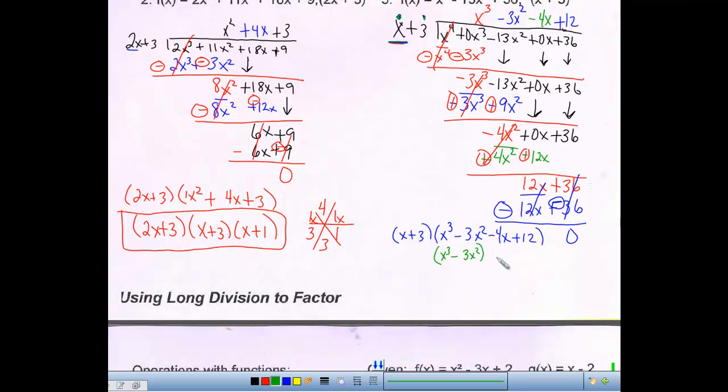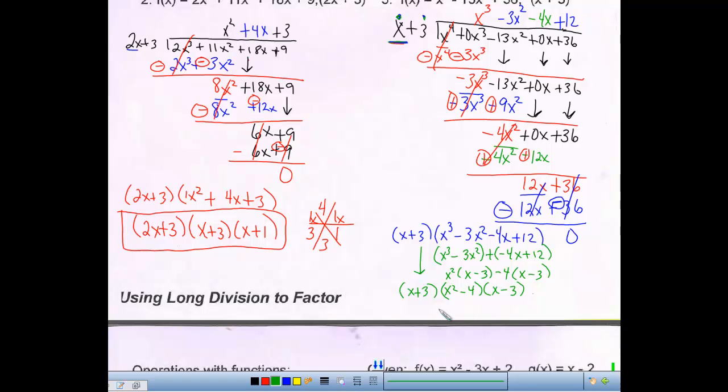So group the first 2 terms together and group the second 2 terms together. In the first group, I could take out an x squared, and this will leave me with x minus 3. In the second group, I could pull out a negative 4, and this will leave me with x minus 3. So I have x squared minus 4 times x minus 3. Remember, I still have x plus 3.